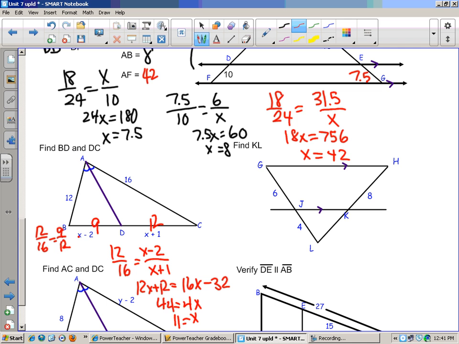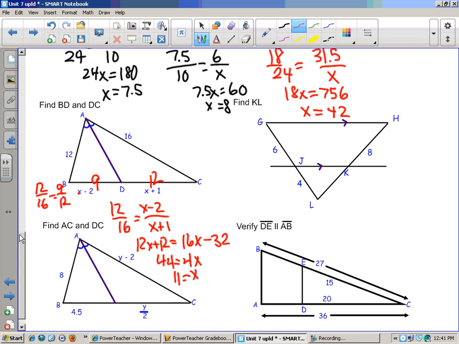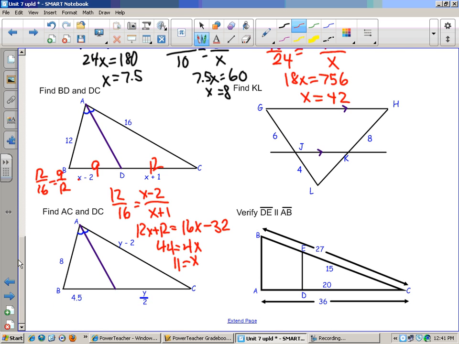Okay. All right, now let's try, you guys try these three. Same exact problems we just did, only I want you guys to do them.